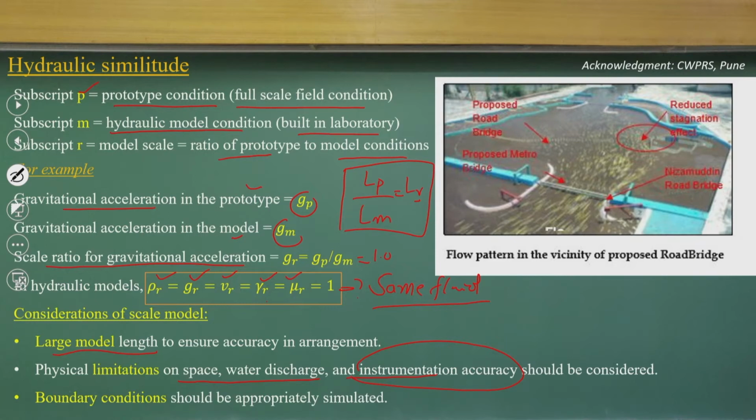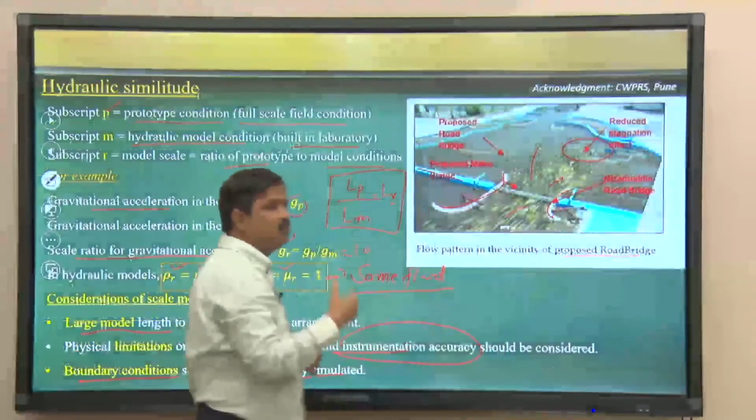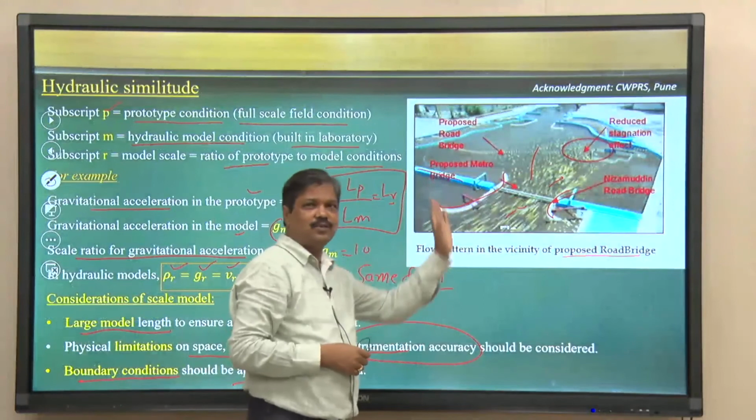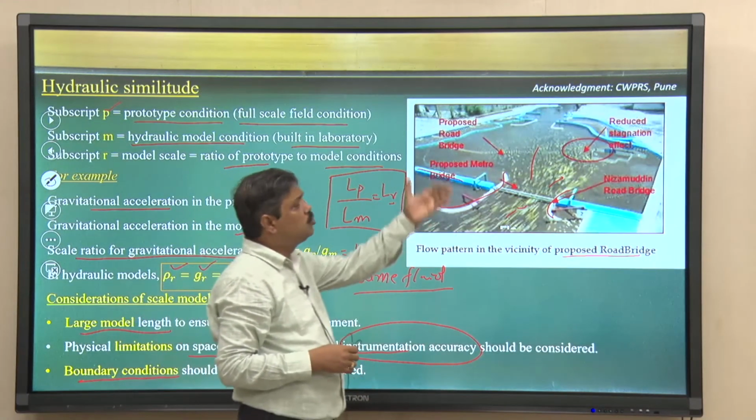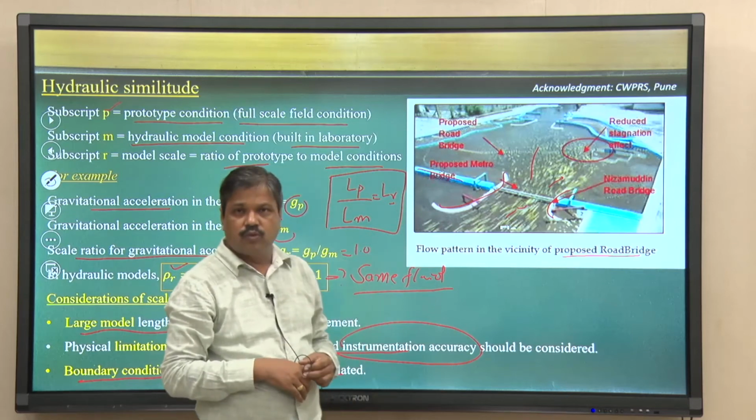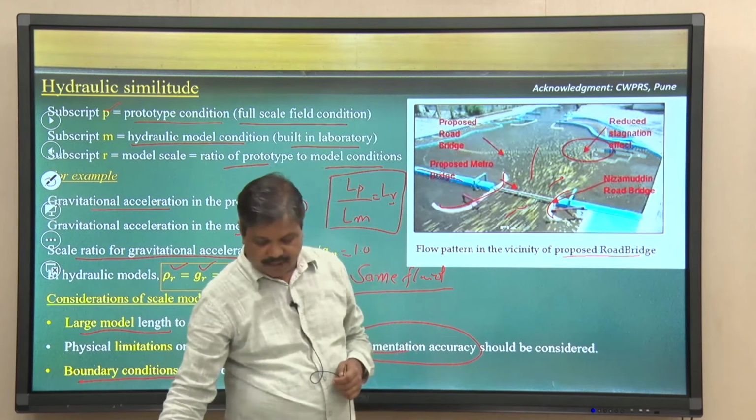Similarly, we should implement the boundary conditions, upstream and downstream, for these flow models. If you look at the proposed road bridge, this is the bridge structure and this is the guide bund, and you can see how the flow will behave. In this case we need to know what the upstream conditions and boundary conditions could be. When you develop the physical model, these two conditions also should be satisfied.